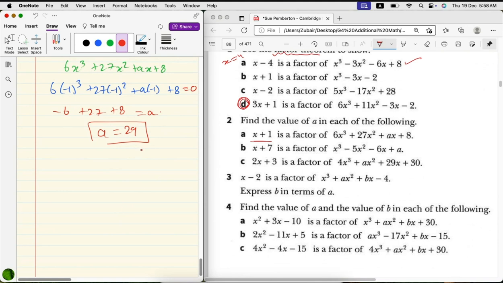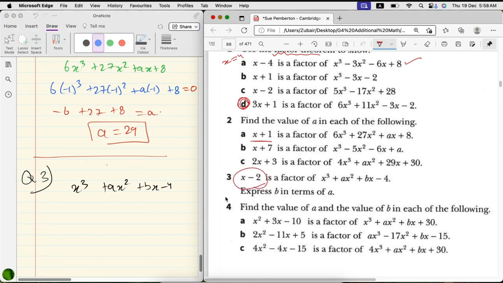Similar way we solve the other parts. Get question number 4. Question 3. It says x minus 2 is a factor of this, express b in terms of this. So x cube plus ax square plus bx minus 4.